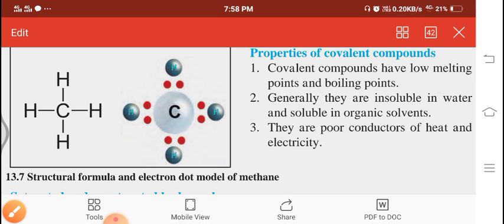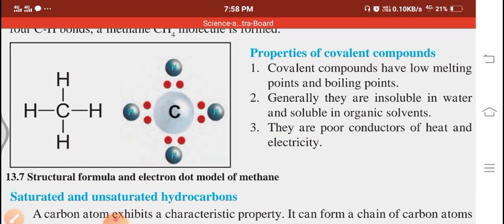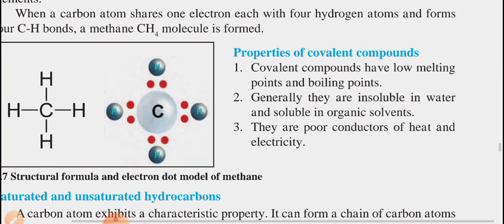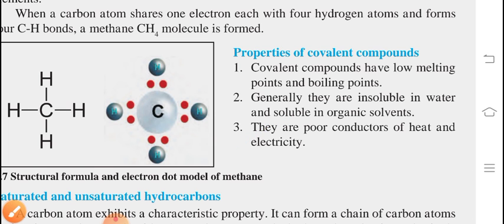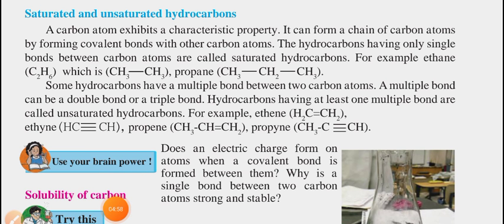Okay. So we have properties of covalent compounds, and these are: covalent compounds have low melting points and boiling points. Generally they are insoluble in water and soluble in organic solvents. They are poor conductors of heat and electricity.